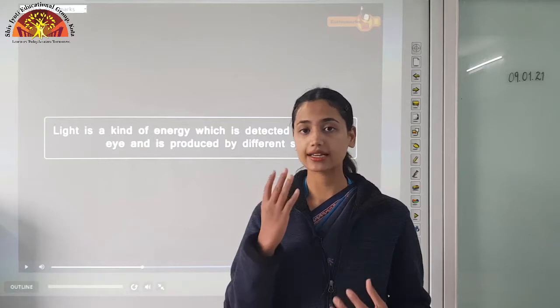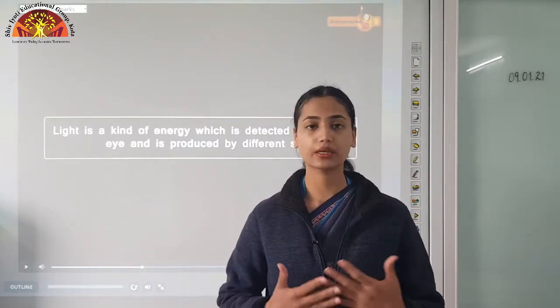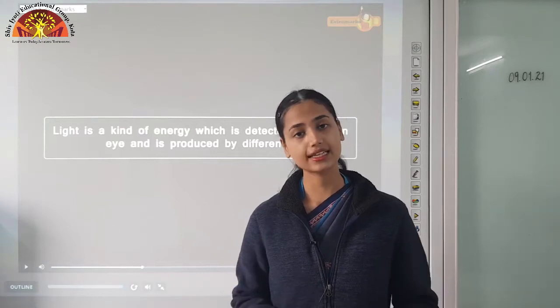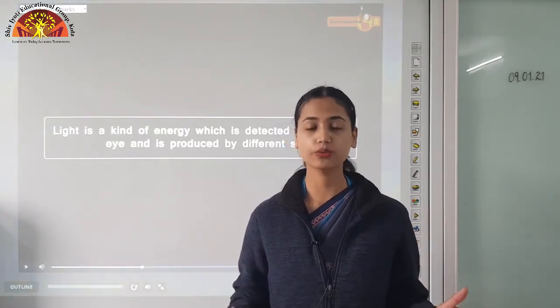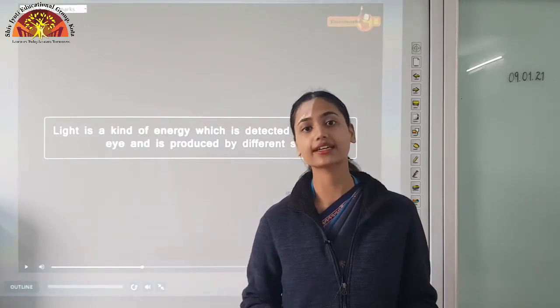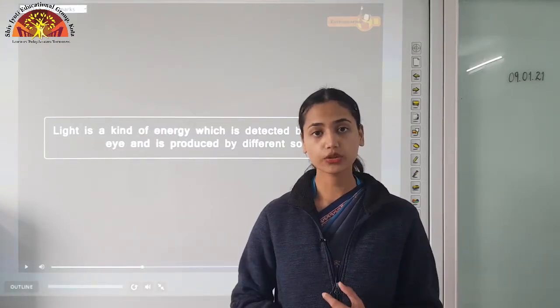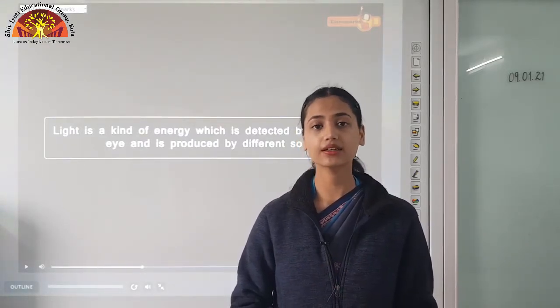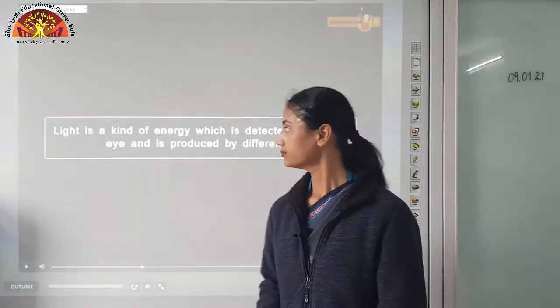Suppose your eyes are working properly, but there is no light in the room, so you will not be able to see any object. And in the other case, abundant light is present in your room, but your eyes are not functioning properly. Then in that case also, you will not be able to see any object. So what two things are required to see something? Eyes and light. So let's define it.